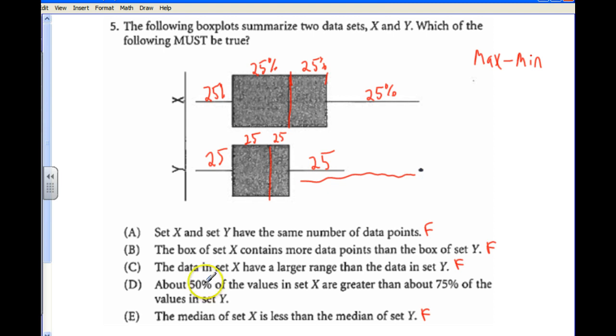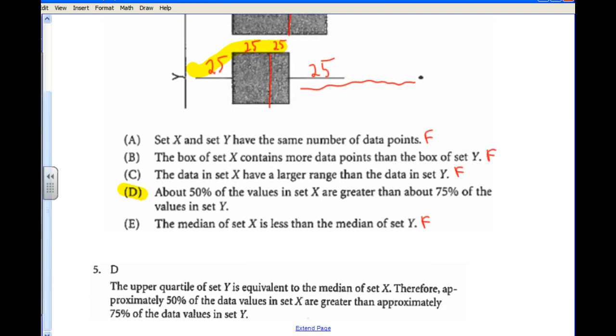So it says this, about 50% of the data values in set X, that would be, let's see, 50% of the data values, that's this 50% right here, are greater than about 75%. Those are bigger than 75% of that. Yeah, that's true. So D would be the correct answer. And that's what the book said.